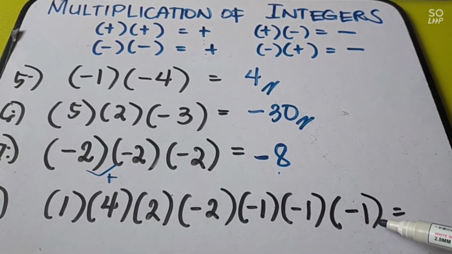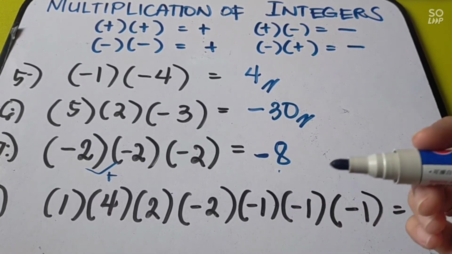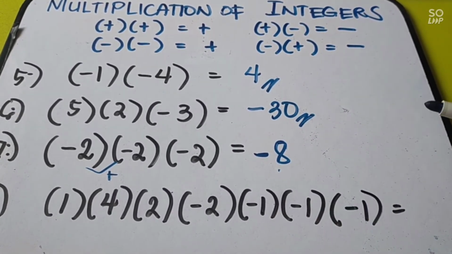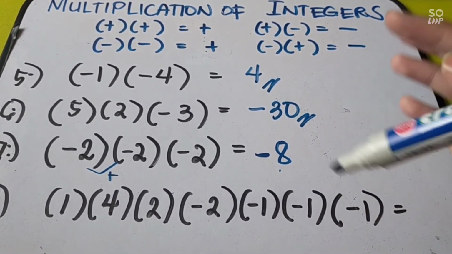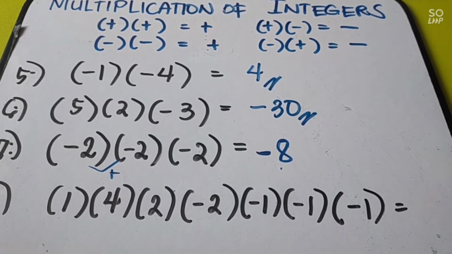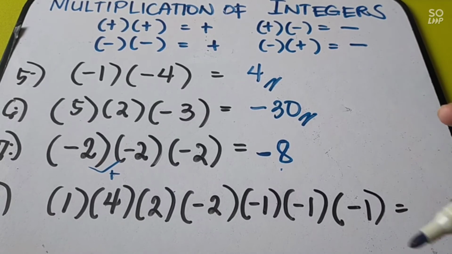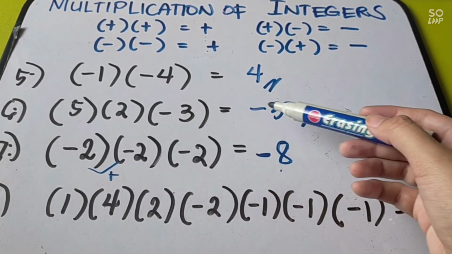1, 2, 3, 4. Since sa apat yung ating negative, therefore, your answer should be positive. Okay? So, ang palatandaan mo lang, kapag even yung numbers ng negative mo, your answer should be positive. Pero kapag odd numbers ang numbers ng negative mo, it should be negative. Tingnan nyo to, isa, that is odd, so negative.